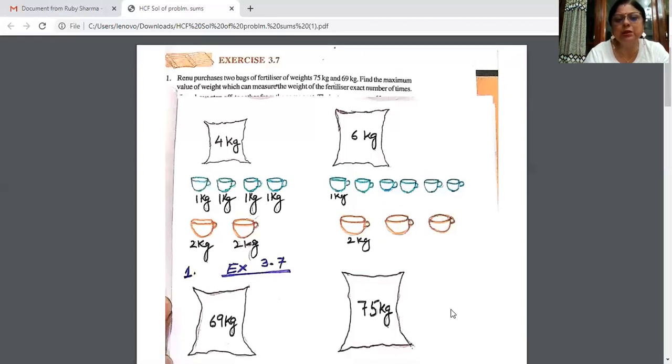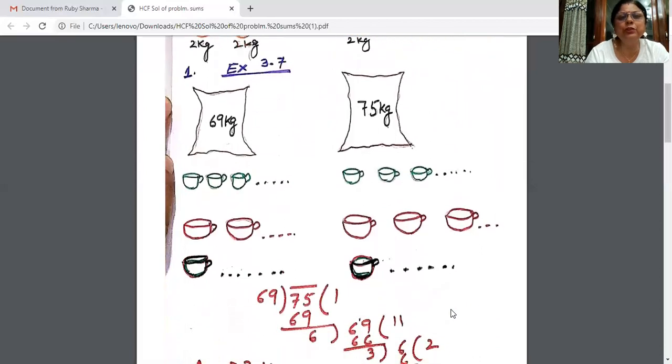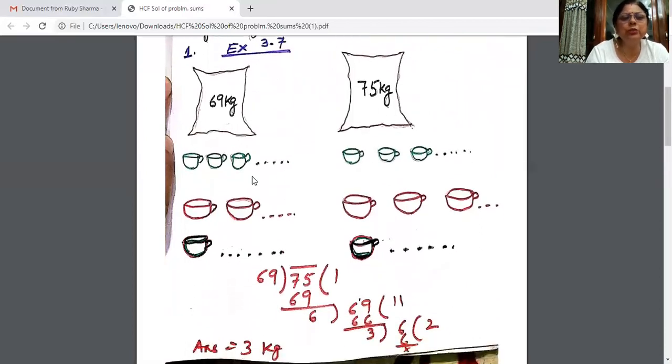So I hope you understand. So now for these 2 bags, this is just for visualization, so that you can think, like you have to find out capacities, various capacity containers.